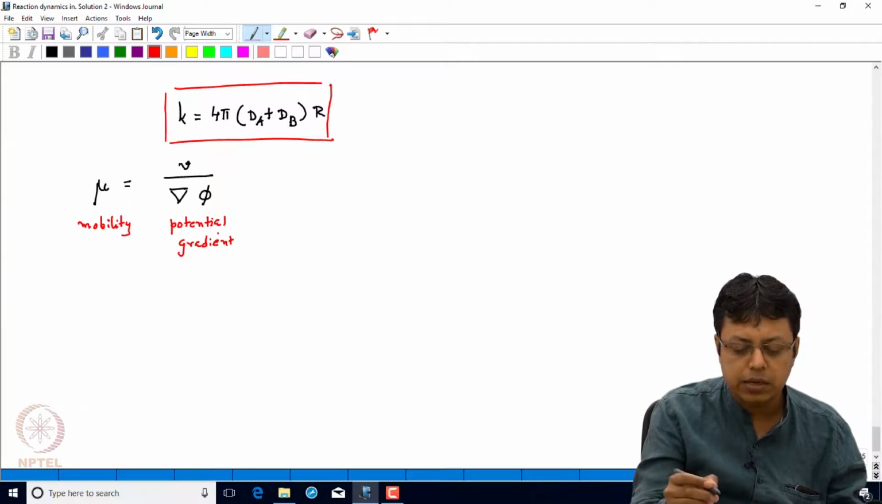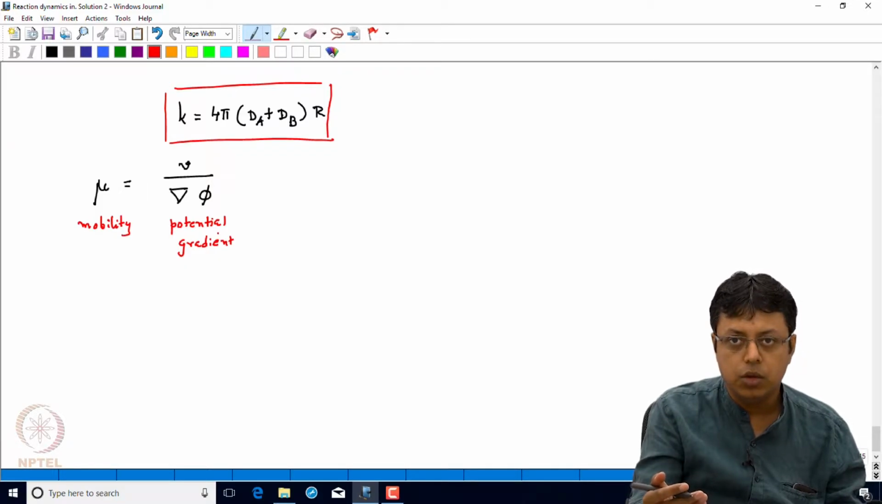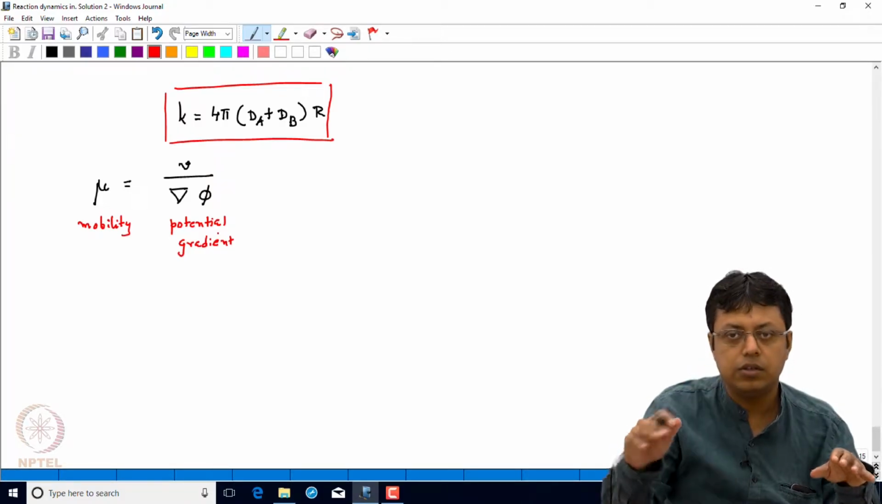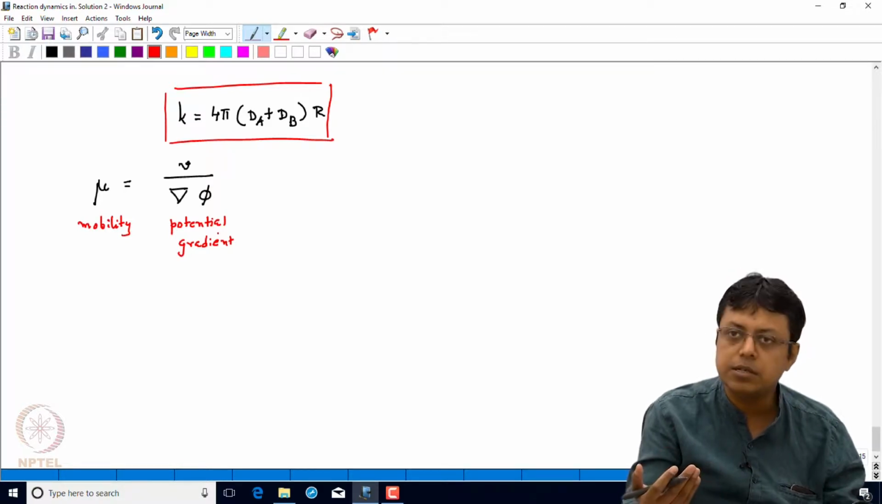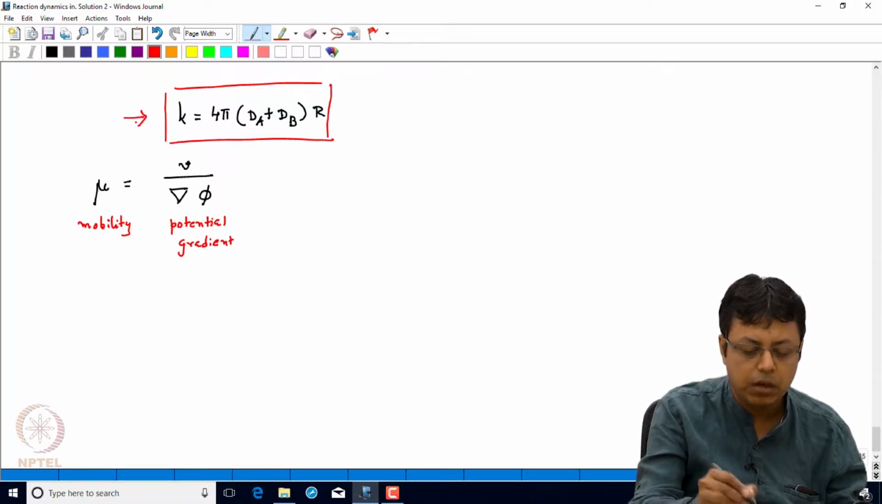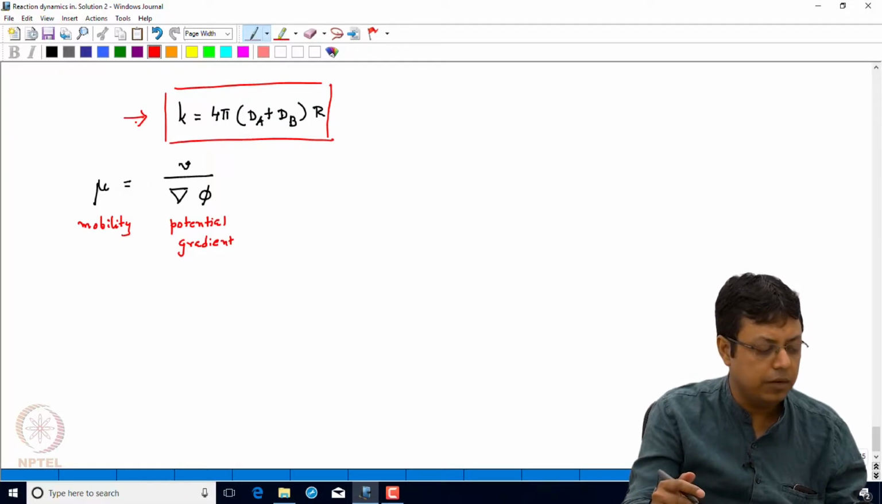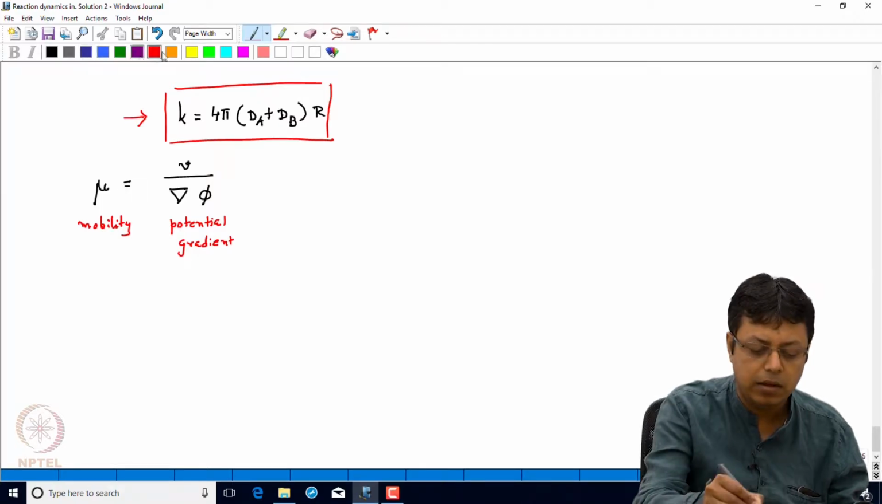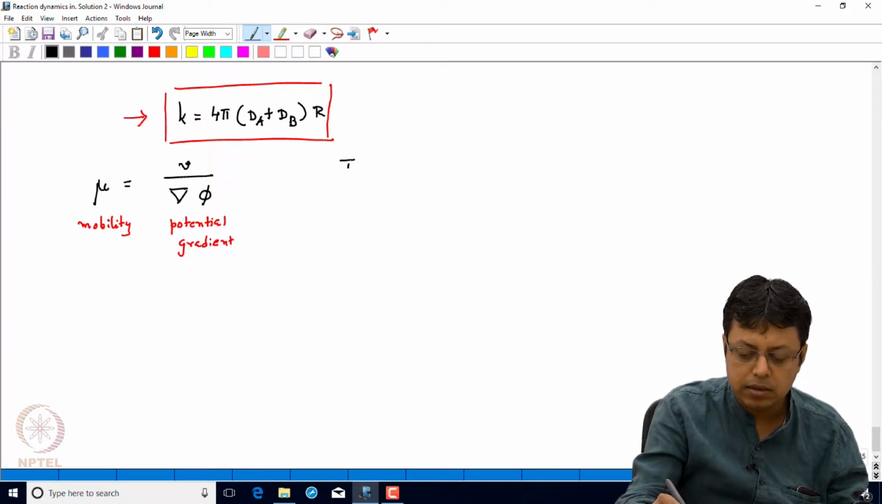What it means is that, since mobility is a constant, the velocity is proportional to the potential gradient, which makes sense because if we have a higher potential gradient, the charged species will move faster. Now if you remember, in deriving this equation we started from the diffusion equation, where we defined the flux along some direction, Jz, as negative of the diffusion coefficient times the concentration gradient along z.